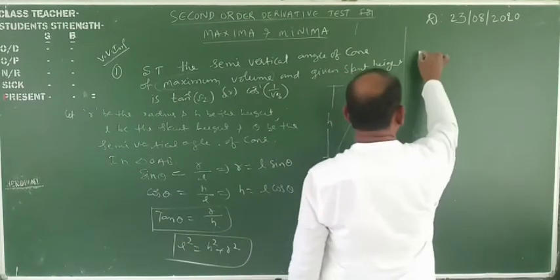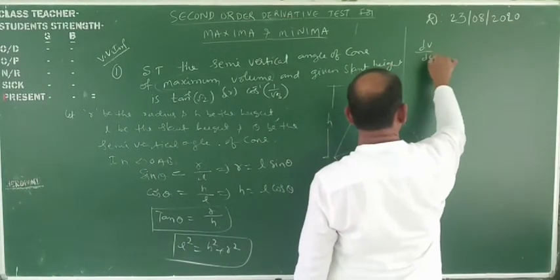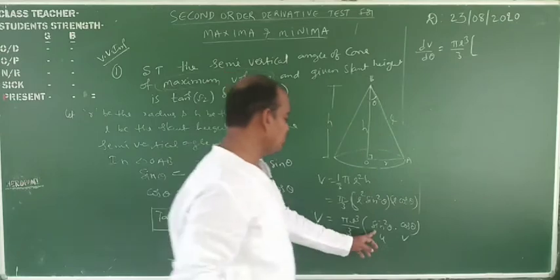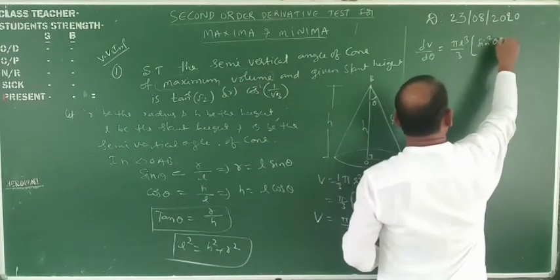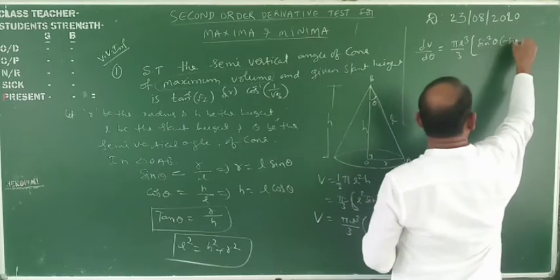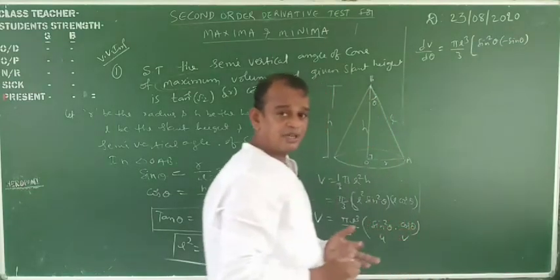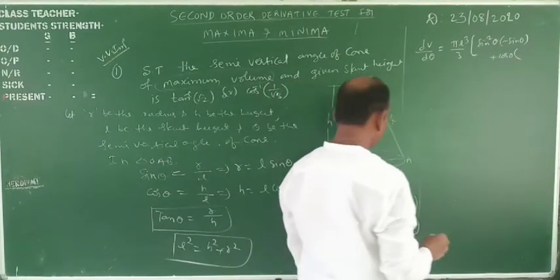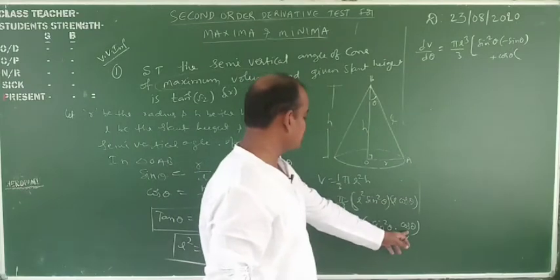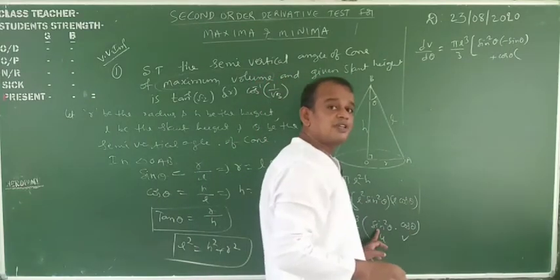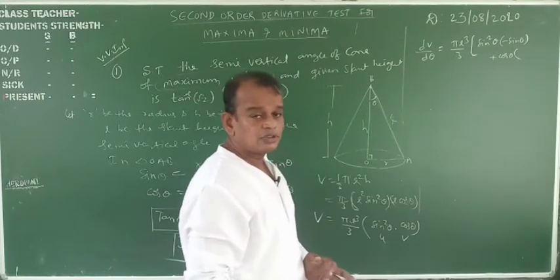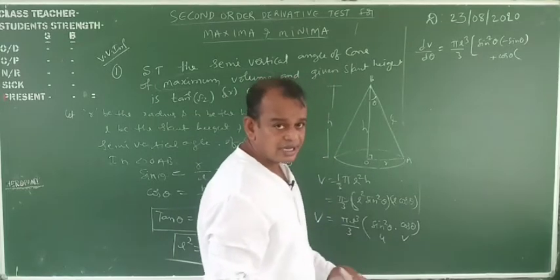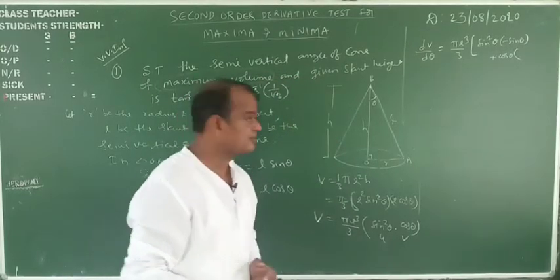Differentiating V with respect to theta, dV by d theta is equal to pi L cube by 3 into UV method. First u, sin square theta, into the derivative of cos theta, which you know is minus sin theta, plus cos theta into the derivative of sin square theta. What is the derivative of sin square theta? It is sin 2 theta, meaning 2 sin theta cos theta. Derivative of sin square x is sin 2x, derivative of cos square x is minus sin 2x.